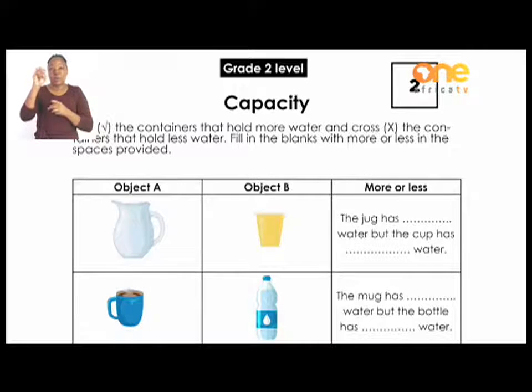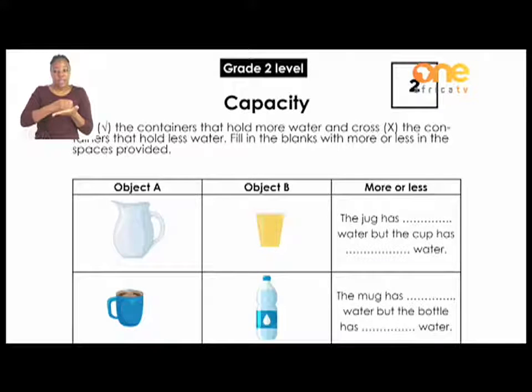Let's take a look at the first one. Object A is a jug. Now, we all know a jug, and object B is a cup. And the sentence says, the jug has dash water, but the cup has dash water. When you look at these two objects, which one can hold more water? I think it is object A, the jug. So you will write, the jug has more water, but the cup has less water. Let's take a look at the second one. Here we have a mug and a bottle.